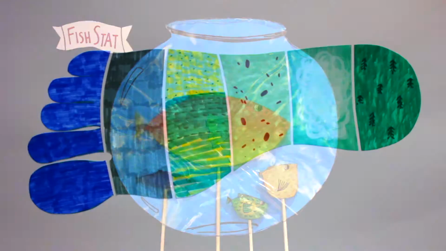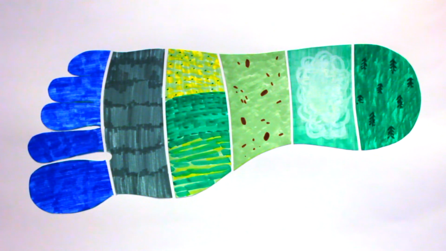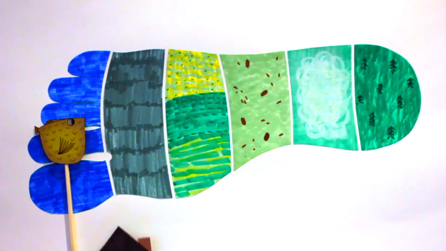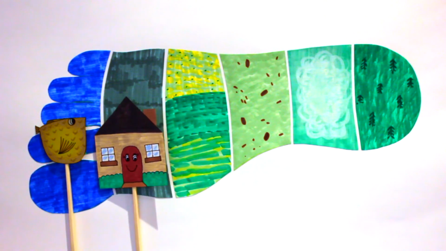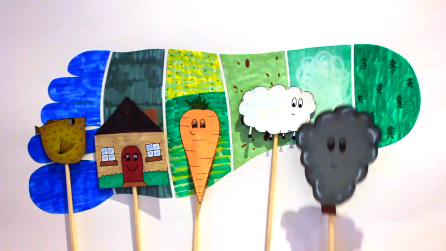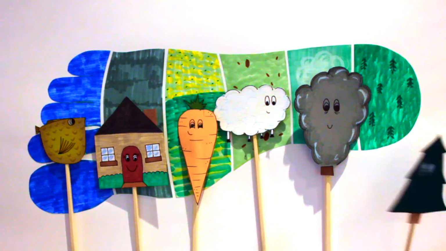The footprint of fishing is just one of the datasets that the Global Footprint Network uses to calculate a country's ecological footprint. They also consider data for other land types such as built-up land, cropland, grazing land, carbon emissions, and forest land. Sandy and his friends are now together in the Fishstat journey.